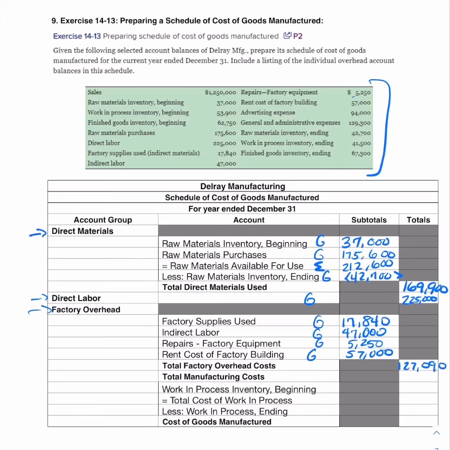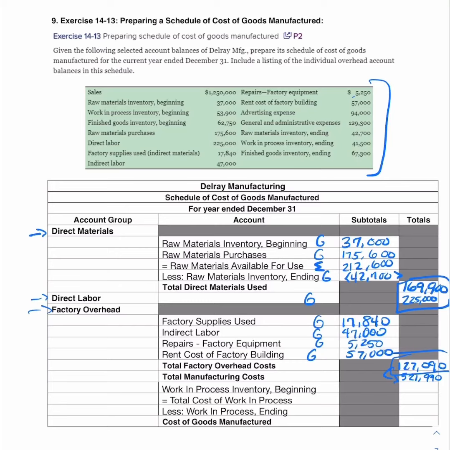So total factory overhead costs then are $127,090, making our total manufacturing costs $521,990. And it's just the sum of those two items and that right there, which gives you $521,990.